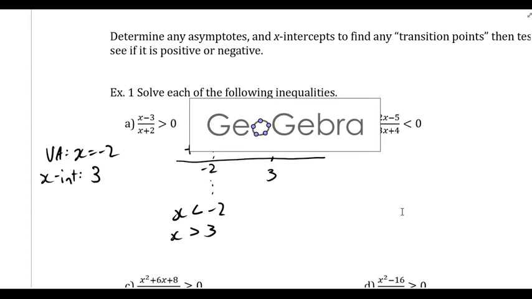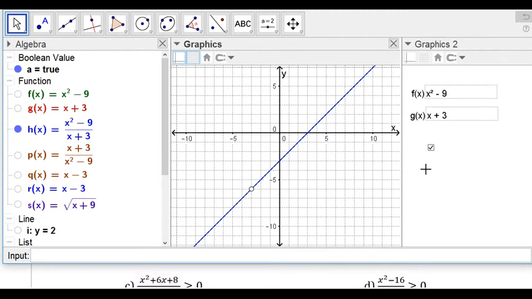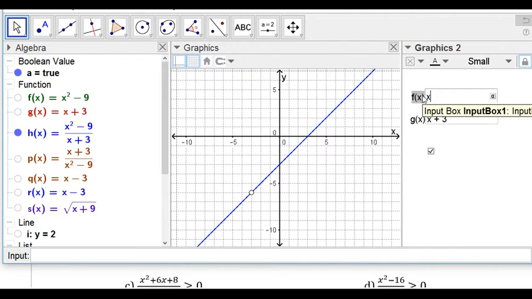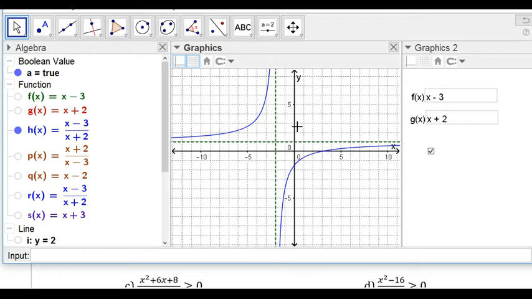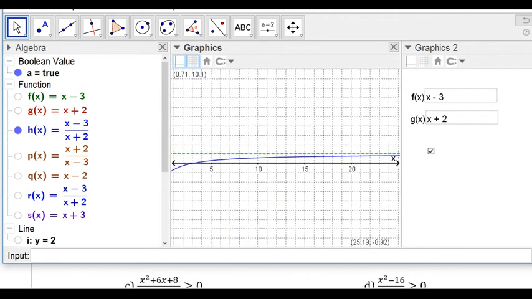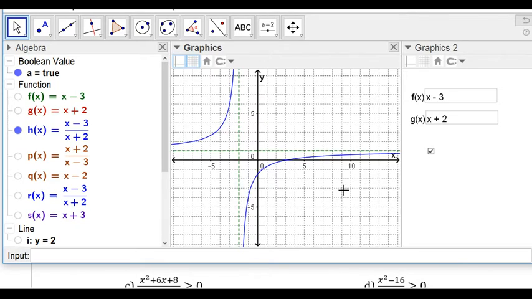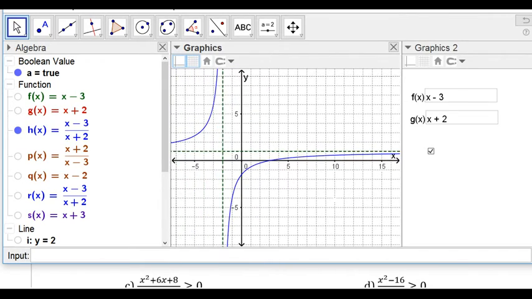(x minus 3)/(x plus 2). Let's check this thing and see what it looks like. So it's above, so it's positive, and then we hit that asymptote at negative 2, and it goes below, and then look at that, it crosses the x-axis at 3, and it's above again, and it's above forever, under the horizontal asymptote, but always will be above, always will be positive.